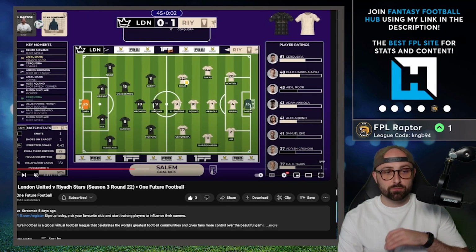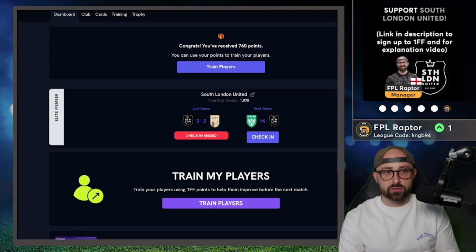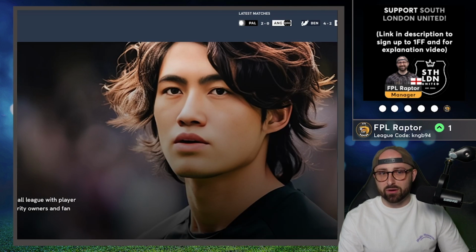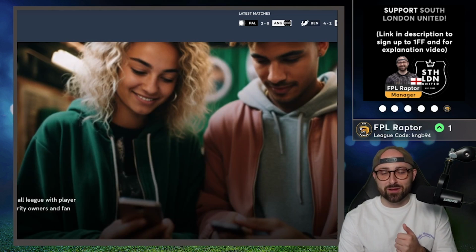But if you want to support the club as well, beyond just obviously watching the game this Friday and this Sunday, you can do. So if I just skip over now to One Future Football, when you load in on One Future Football, it'll ask you to sign up. It's completely free, by the way. Doesn't cost anything. I'm not asking you to pay for anything. Just sign up and become a fan.